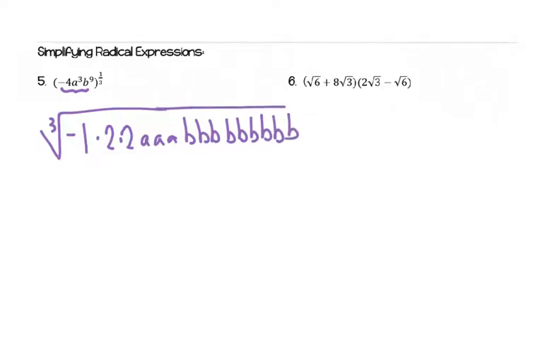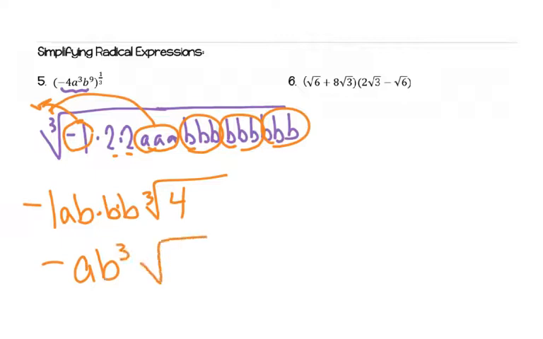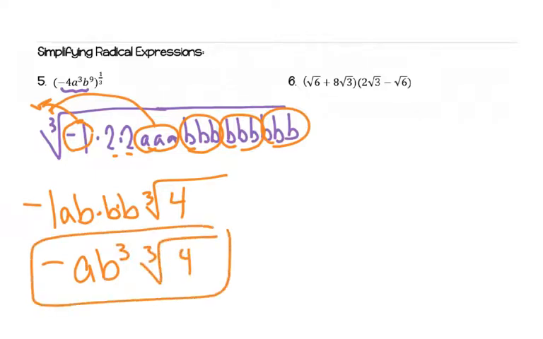Okay, so the negative 1, the cube root of negative 1, I can do that. It's negative 1 because negative 1 times negative 1 times negative 1 is negative 1. So that comes out. Now the 2's are going to have to stay put. There's not enough of them. You would have to have 3, and I don't have 3. I do have a set of a's. That's going to come out. I have 3 sets of b's, so I'm going to have b times b times b out here. So what I have left under my cube root is going to be 2 times 2, which is 4. So when I write this, it's going to be negative ab to the third power times the cube root of 4. That's my simplified radical.